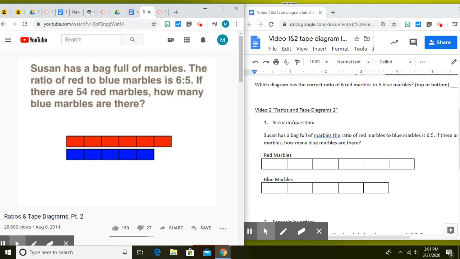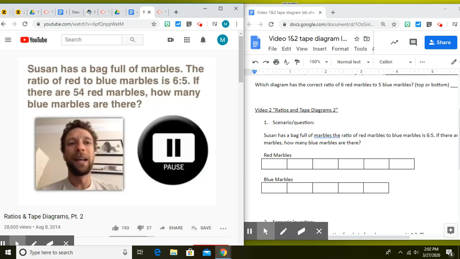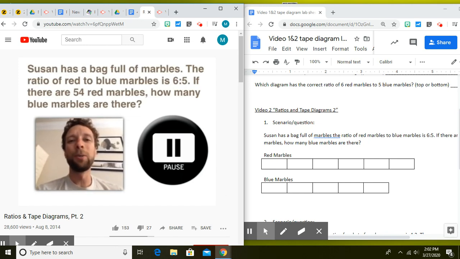Now we're going to complicate this situation a little bit. So we're still talking about the same bag of marbles, ratio of red to blue is still 6 to 5, but we're wondering if there are 54 red marbles, how many blue marbles are there? All right, the ratio is 6 to 5. For every 6 red, there are 5 blue. If there are 54 red marbles, how many blue marbles are there? At this point, I want you to pause the video and try to solve this problem on your own. If it takes you a minute or two, that's fine. Struggle with it for a bit. See what you can come up with.